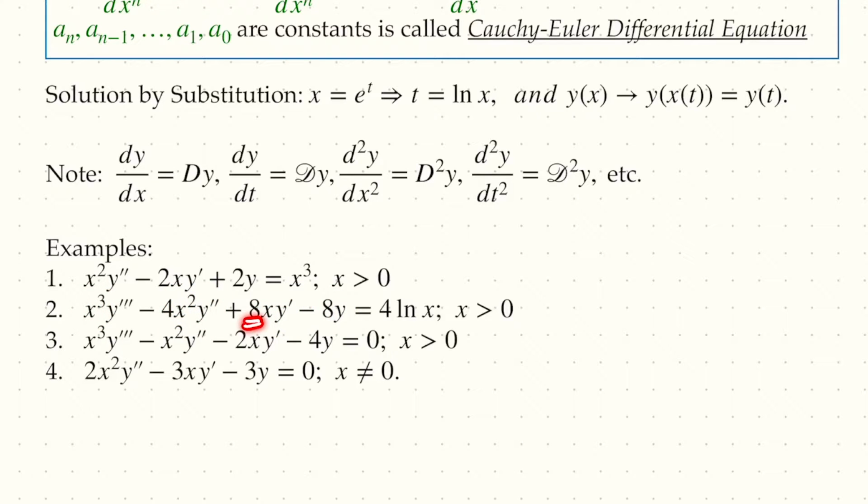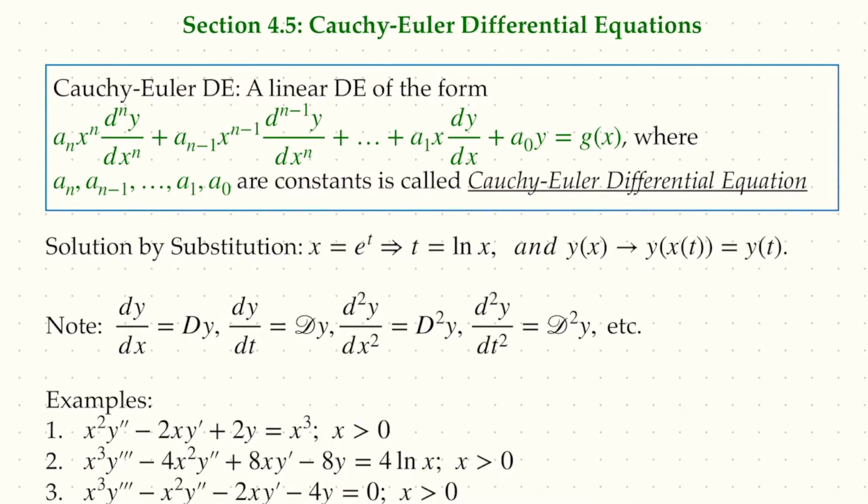So again, these are constants, our a_n, a_n minus 1, and so on. But here is the key. If you have this form, we call this the Cauchy differential equation. We solve this using a substitution method, and that substitution method is called the Cauchy-Euler method. And what is the substitution? The substitution is basically this right here. We'll talk about in a moment what that is.